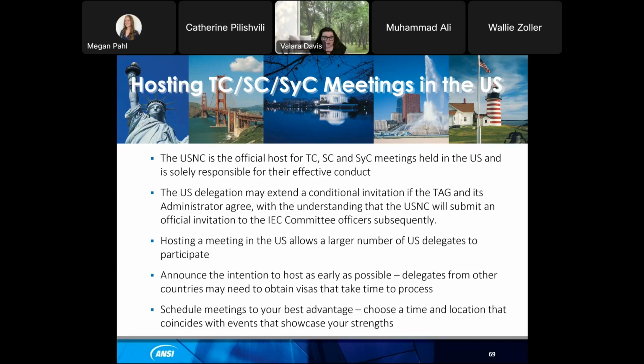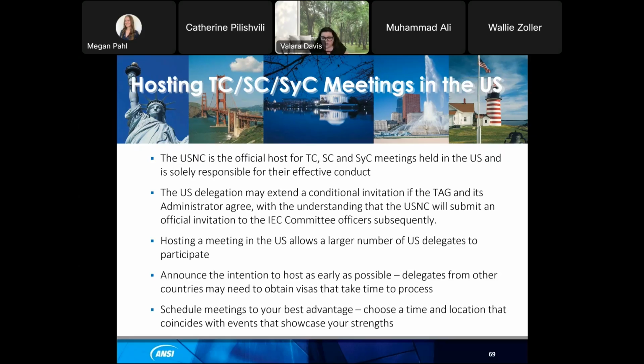I'll talk about some of what the requirements are to host and explain why. But having a meeting within the US does allow us to have a larger number of delegates participate. When we are within our own country, it's easier for US members to travel to a different state or to participate if they're actually the hosting committee. It's important, if we do determine that we want to host, that we announce it as early as possible.